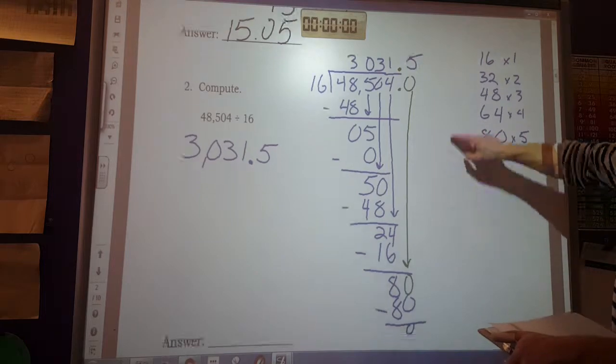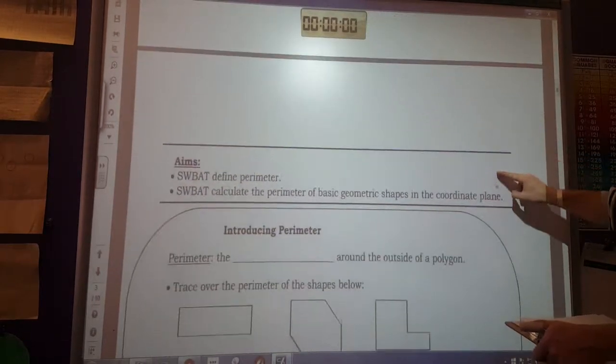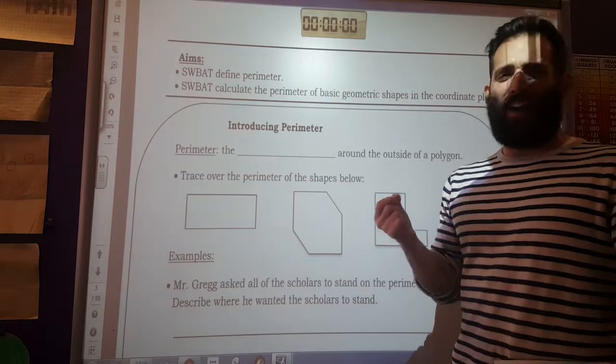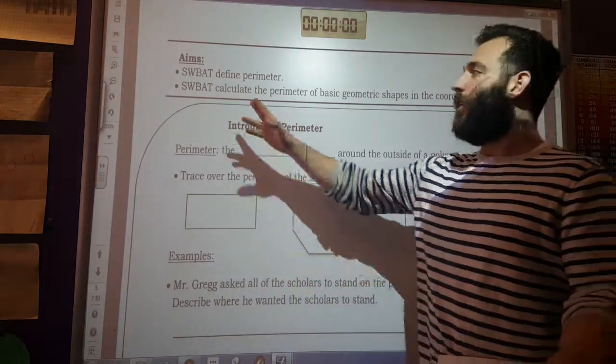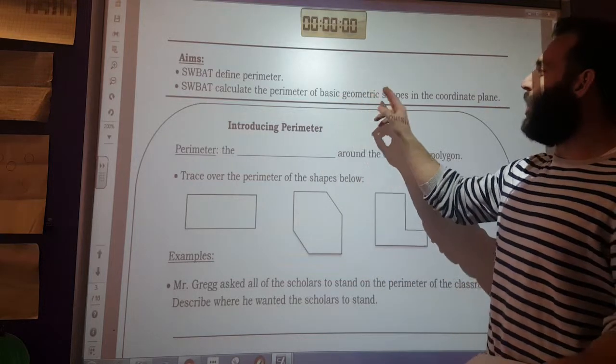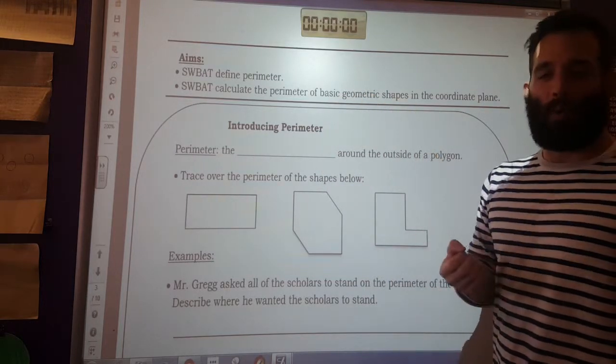Flip the page. Today's aims. Student will be able to define perimeter. And student will be able to calculate the perimeter of basic geometric shapes in the coordinate plane.